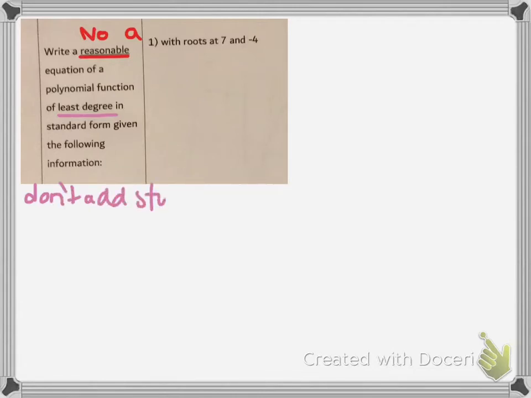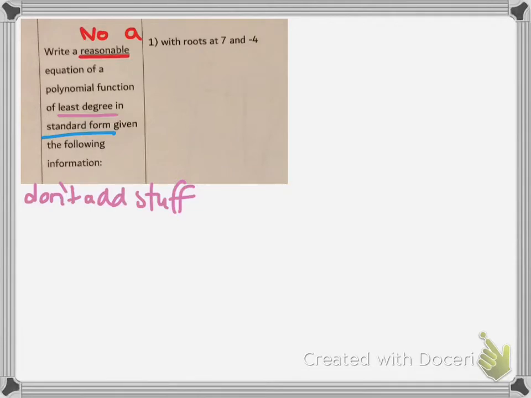Now this one is kind of a duh situation, because why would you make an equation more complicated than it needs to be? If I give you roots, those are all the roots you can use. Do not add your own. I don't think you would anyway, but that's what least degree means. And then our last one here, standard form, this is the bummer. Standard form does mean that we have to take our factors and multiply them out. That's going to be the most annoying part for us.